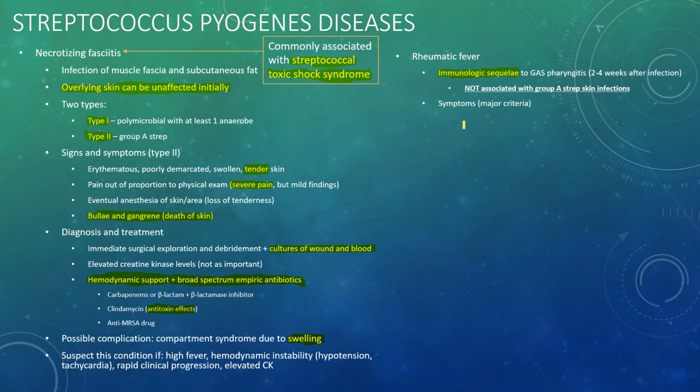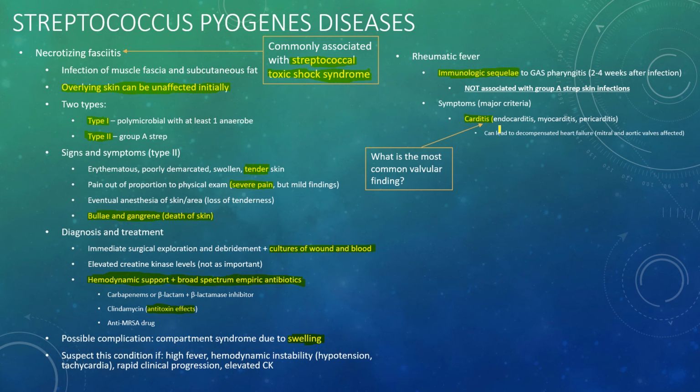Symptoms. There are major criteria involved here. There are 5 of them. Carditis: endocarditis, myocarditis, or even pericarditis. All of these can happen. And what's the most common valvular finding associated with the carditis? We talked about it in the question. It's mitral regurgitation. Good.